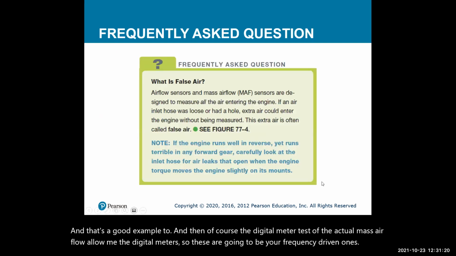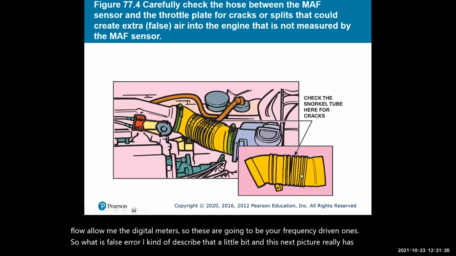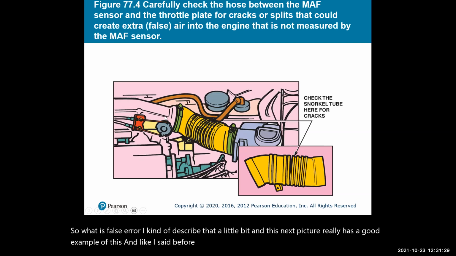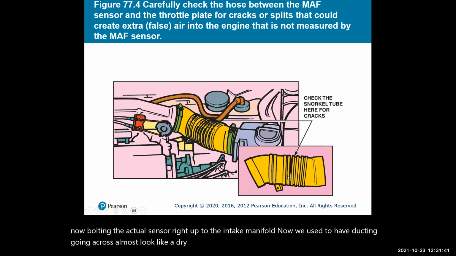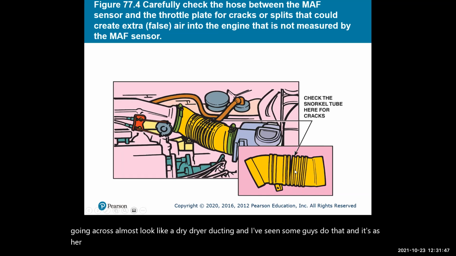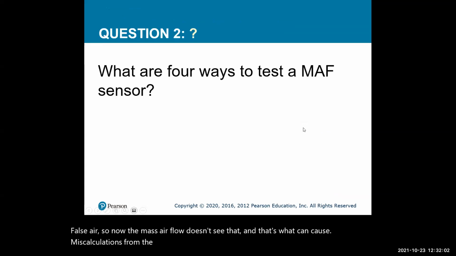So what is false air? I kind of described that a little bit, and this next picture really has a good example of it. Most manufacturers now bolt the actual sensor right up to the intake manifold. We used to have ducting going across that almost looked like a dryer's ducting, and I've seen some guys do that, and it's hilarious. But this could have a crack in it, and that causes false air. So the mass airflow doesn't see that, and that can cause miscalculations from the computer.